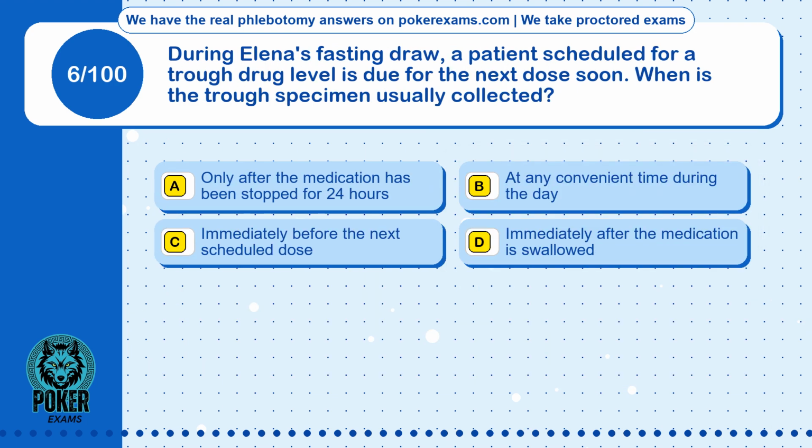Question 6. During Elena's fasting draw, a patient scheduled for a trough drug level is due for the next dose soon. When is the trough specimen usually collected? Option A. Only after the medication has been stopped for 24 hours.